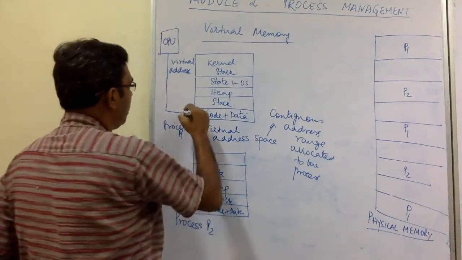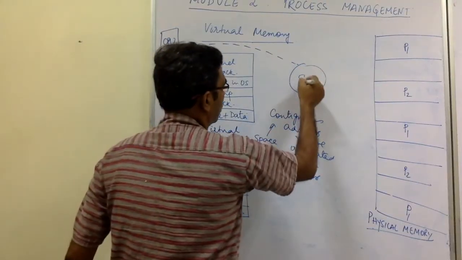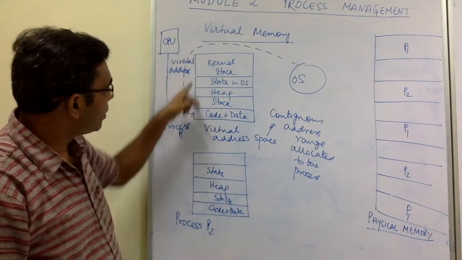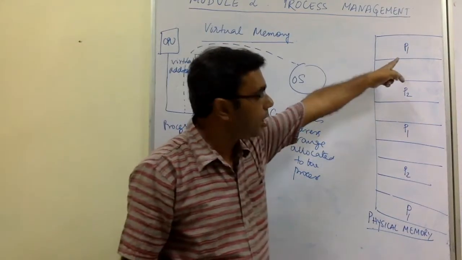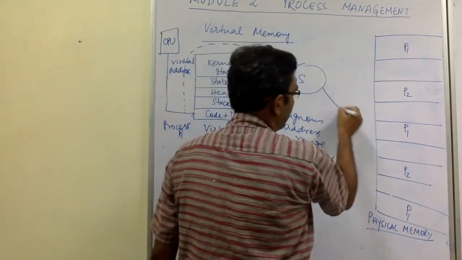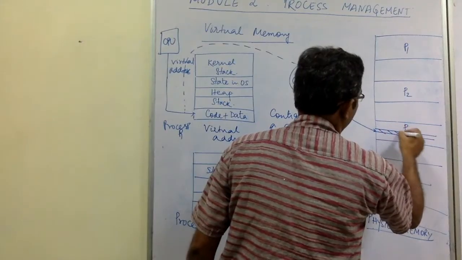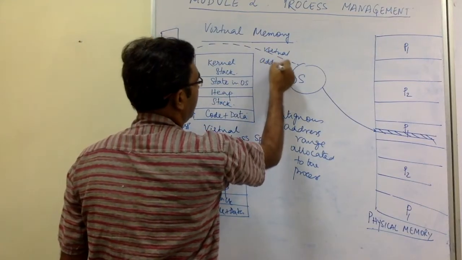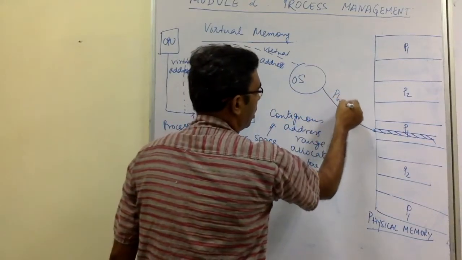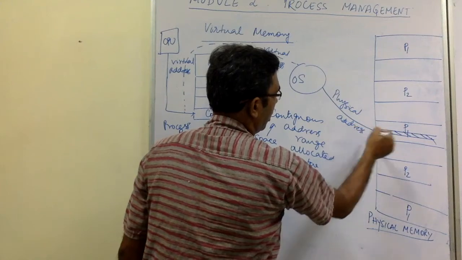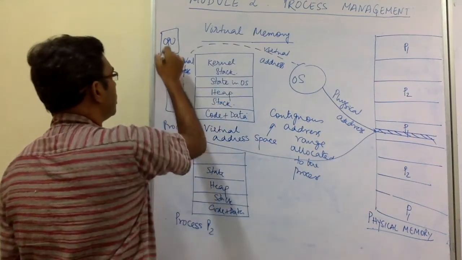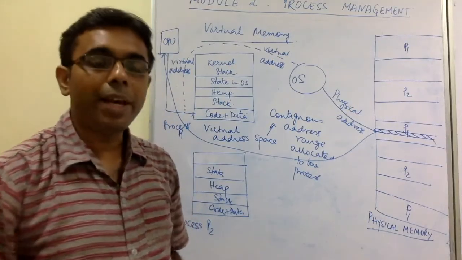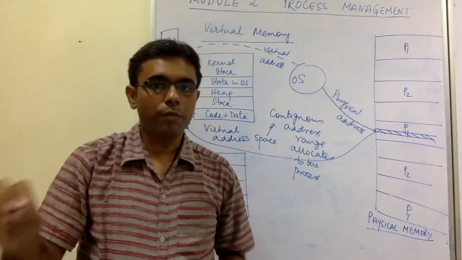Now it's the responsibility of the operating system to interpret this address and find out which physical address this particular CPU is looking for corresponds to. So it may be somewhere here that this instruction resides in the physical memory. So the logical address or the virtual address that has been put by the CPU, the OS translates into the physical address of the instruction. It fetches that instruction and provides it to the CPU. So this is how the OS plays a role in translating the virtual address to a physical address.